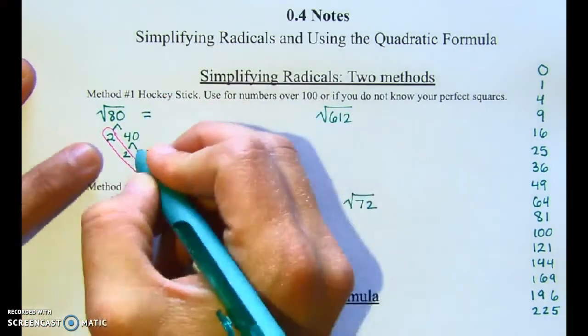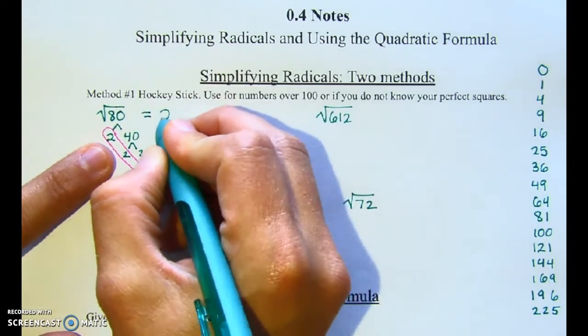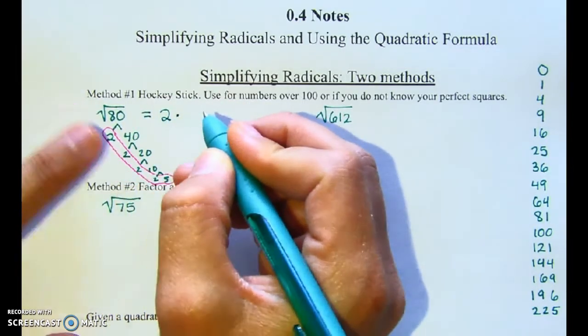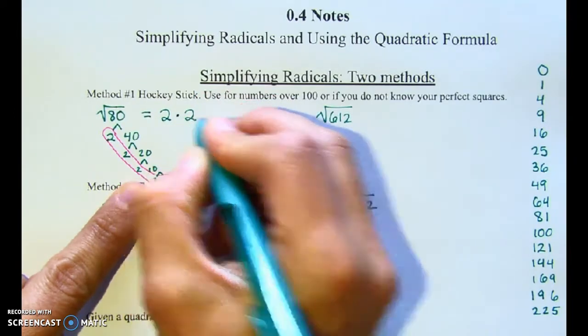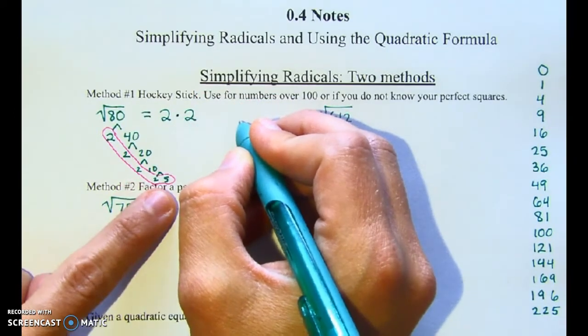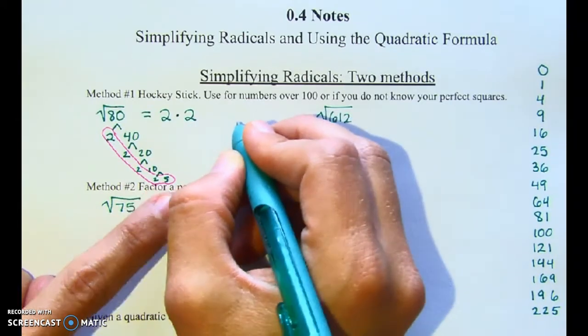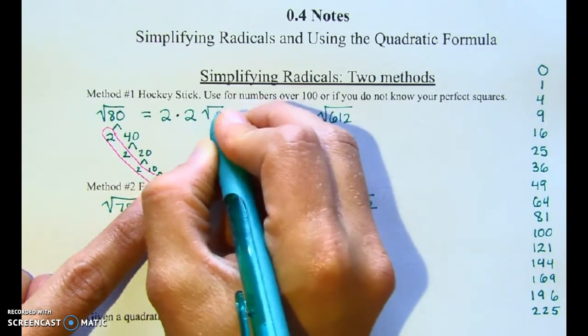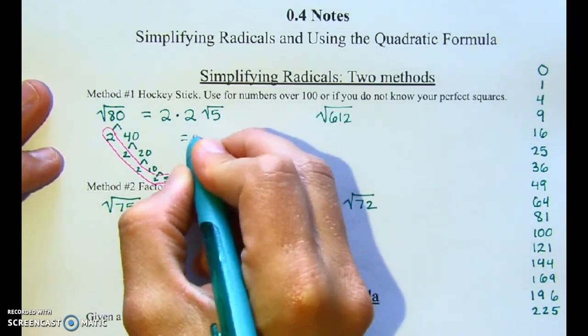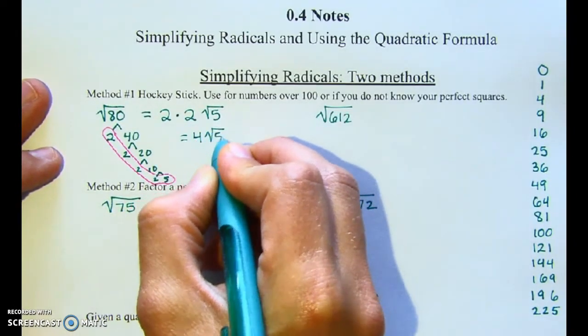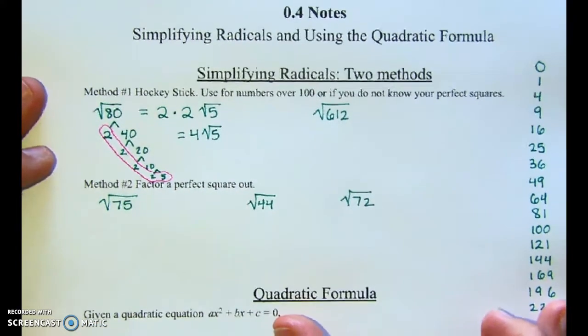Do you see these two 2's? For every 2, 1 gets to come out of square root jail. Does the 5 get to come out? No, because there's only one 5, so he is trapped in square root jail. So we have 2 times 2 is 4 times the square root of 5. That's how you simplify the square root of 80.